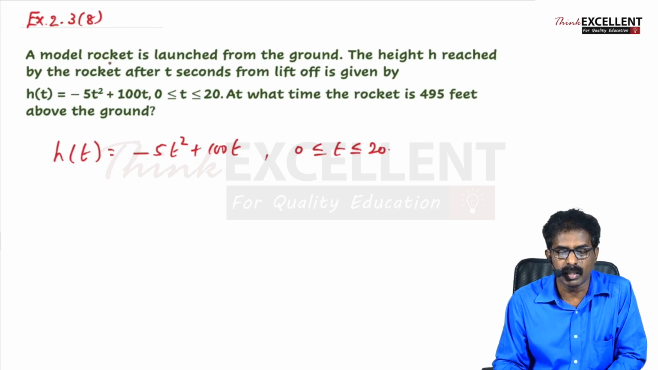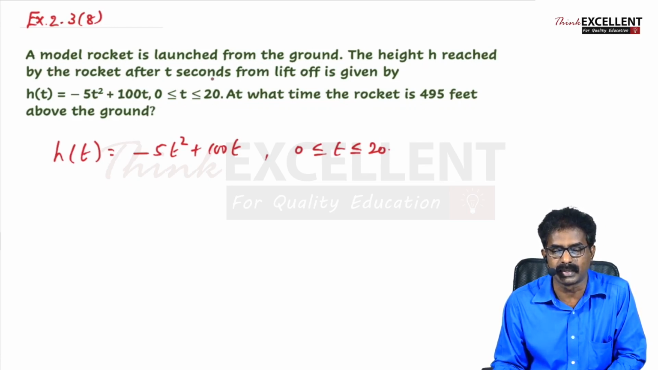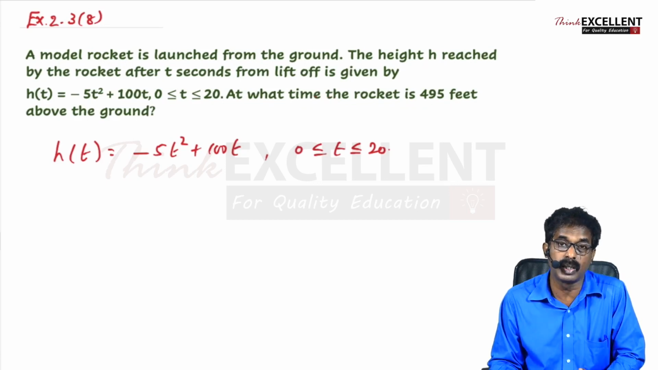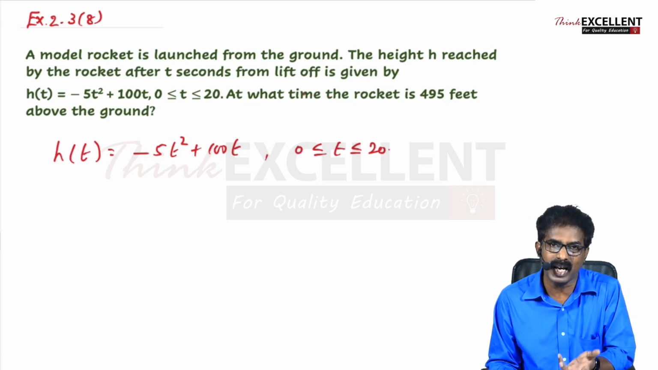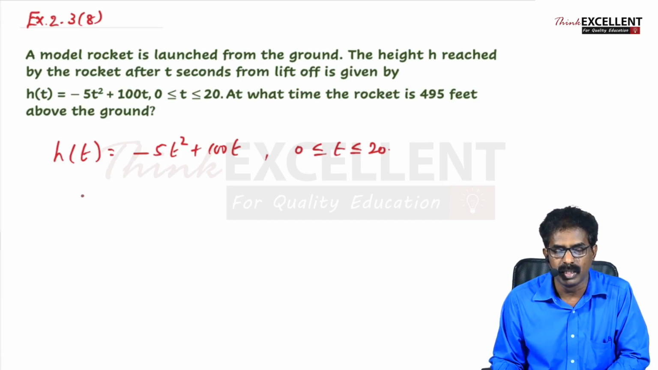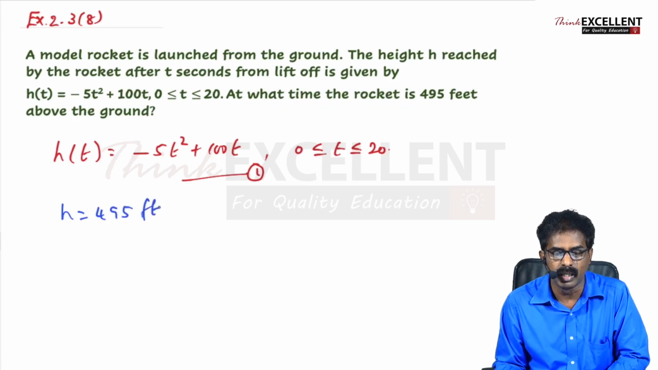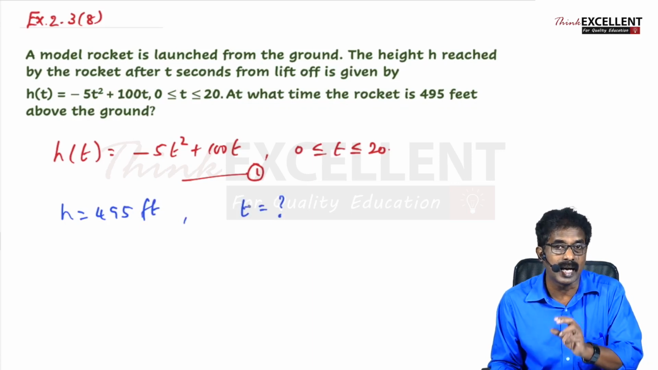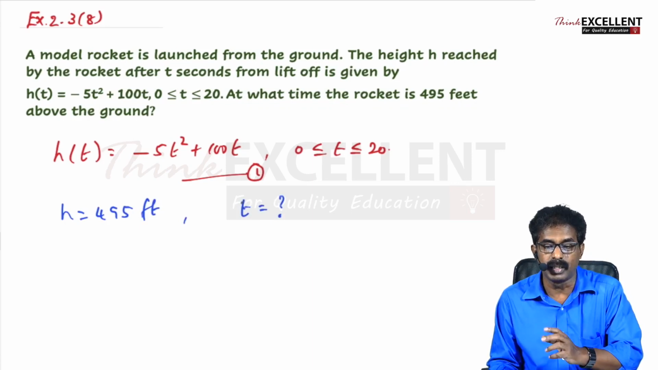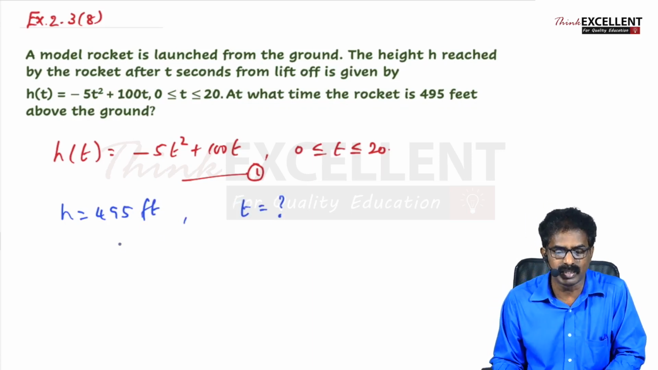A model rocket is launched from the ground. The height h reached by the rocket after t seconds from liftoff is given by this equation. At what time is the rocket 495 feet above the ground? That is, what is that 495? It's the height. They ask for the time t. So h is given, and this is the first equation. H is equal to 495 feet, and at what time, that is, after how many seconds, will it be at a height of 495 feet? That's the question, very simple one.